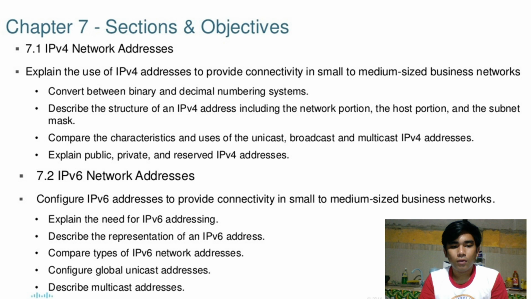7.2 IPv6 network addresses. Configure IPv6 addresses to provide connectivity in small to medium-sized business networks. It may explain the need for IPv6 addressing. Describe the representation of an IPv6 address. Compare types of IPv6 network addresses. Configure global unicast addresses. Describe multicast addresses.